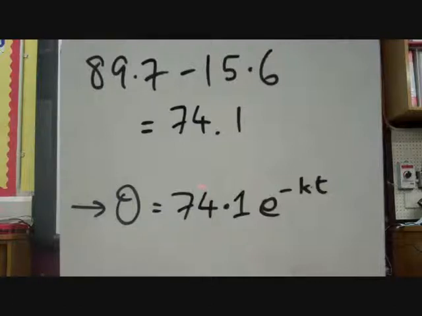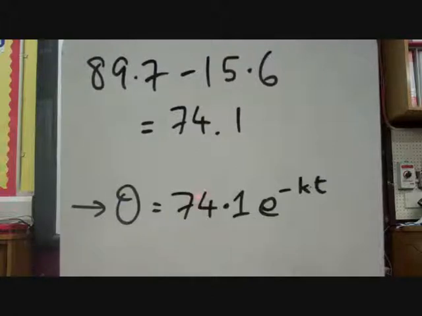So our initial temperature, 89.7, room temperature was 15.6, giving us a difference of 74.1. So the temperature is 74.1 degrees above room temperature. So we're going to be using the formula theta for the temperature is 74.1 e to the minus kt, and we're just waiting until the time gets to 6 to record a new temperature, and then we can work out what k is.